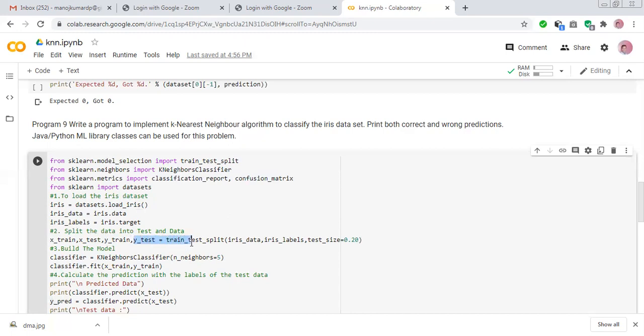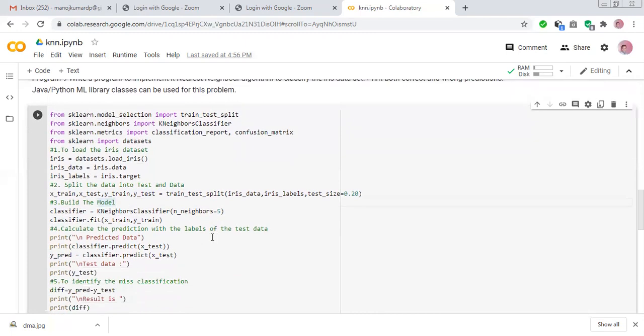For that you go with train test split, from data with the labels, and test size is 20. So build the model. Now you have split it. The first thing is you have to find the neighbors, so neighbors with X train and Y train. Where do you find the neighbors? Neighbors are inside the training data set. So what do you contain under testing? Testing will contain X test, Y test will not be there. So X train, Y train are there.